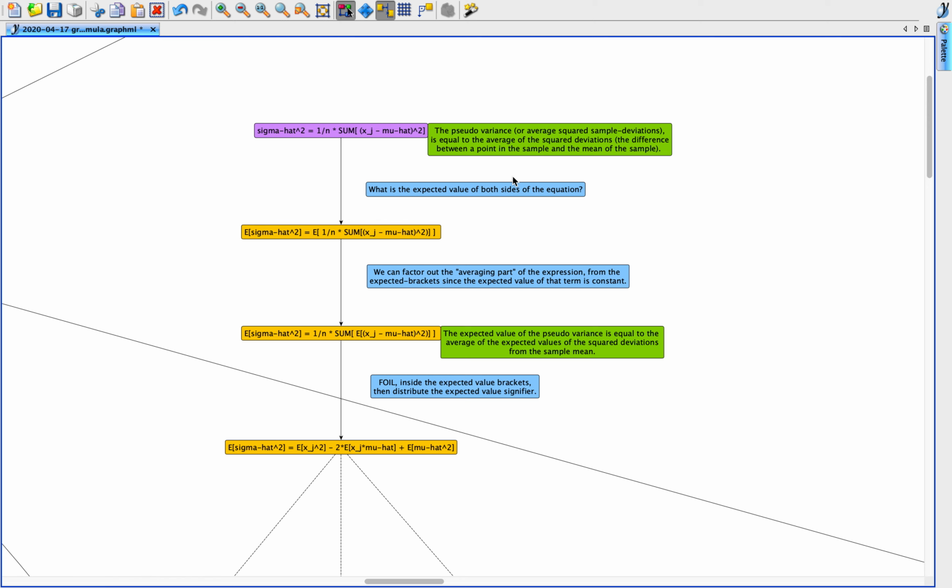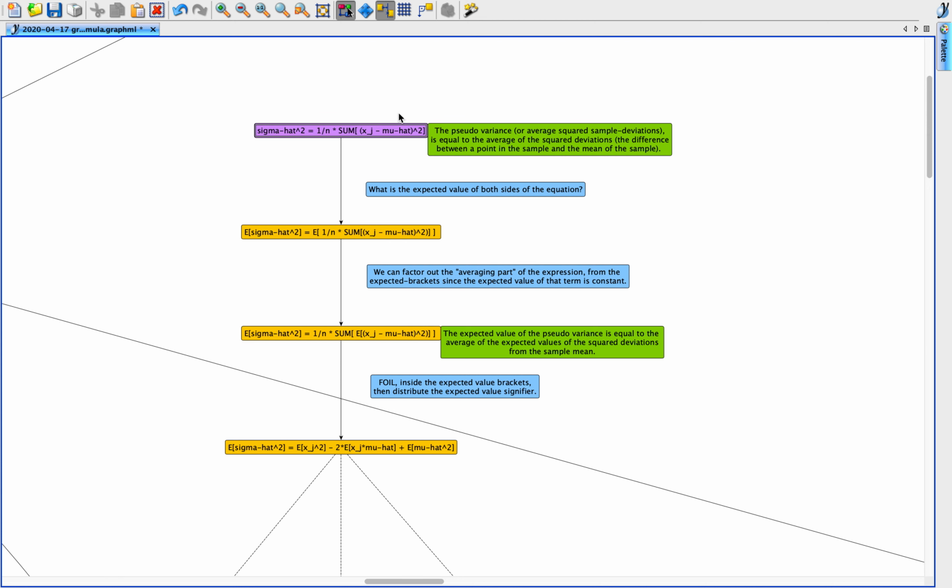It's a naive way to capture how spread out some data points are. Also note that we're using mu hat instead of mu in this expression, and this is where the problem comes in.